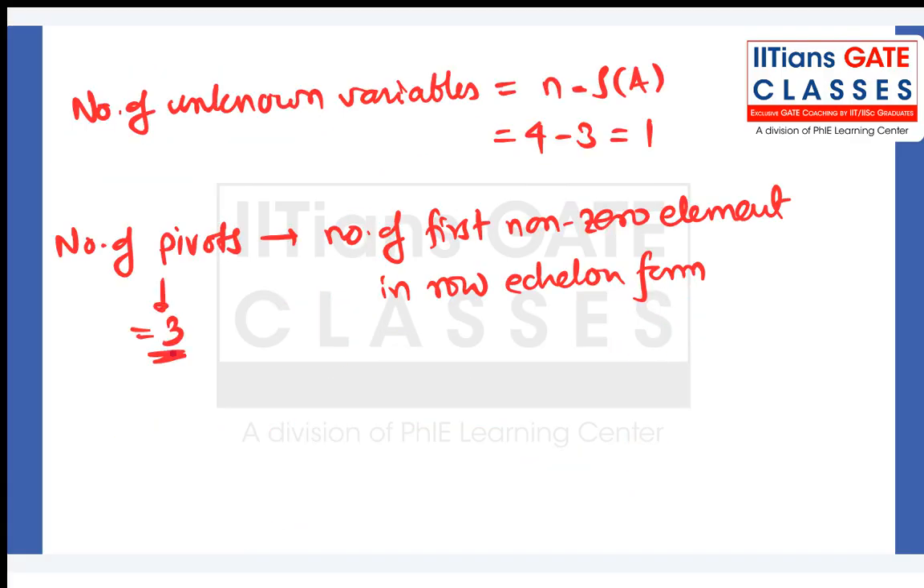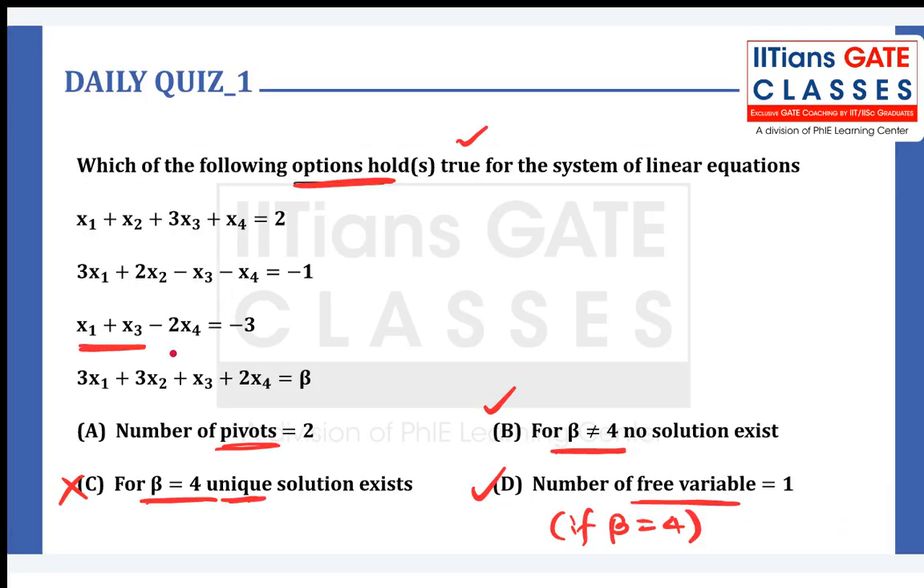But in the option that you see, they are saying number of pivots as 2. So therefore this is also incorrect. So option B and D are correct in this question, but for D they should mention that beta is equal to 4. Then only option D can be considered, but I think there is a slight information mismatch there.